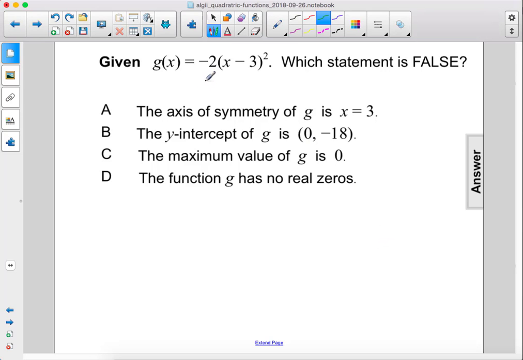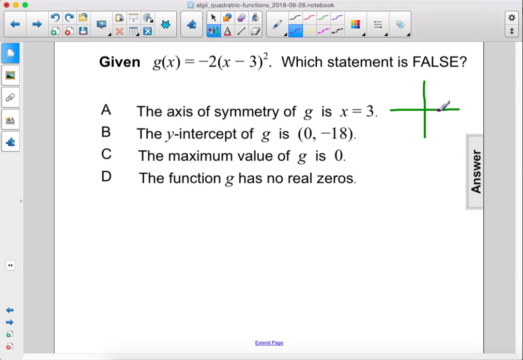Given g of x equals -2 times (x minus 3) squared, which statement is false? First thing I'm going to do is a rough sketch of what this looks like. So we have our graph here. We have a negative coefficient, so it's a downward facing parabola. It's a little skinnier than our parent function x squared, and the axis of symmetry is at 3.